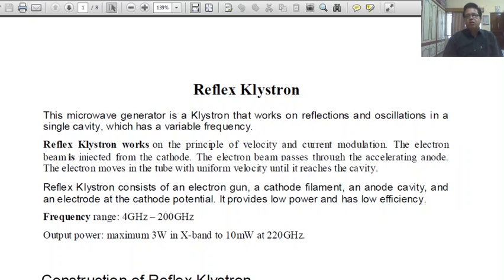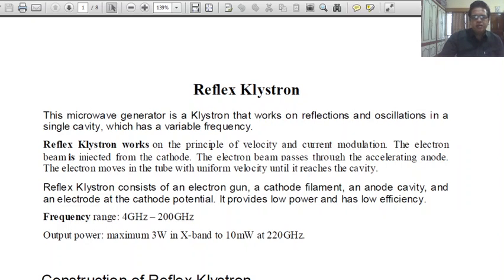A reflex klystron is a klystron that works on reflections and oscillations in a single cavity, which has a variable frequency. Now, the reflex klystron works on the same principle as the two cavity klystron, that is, the principle of velocity and current modulation. The electron beam is injected from the cathode.